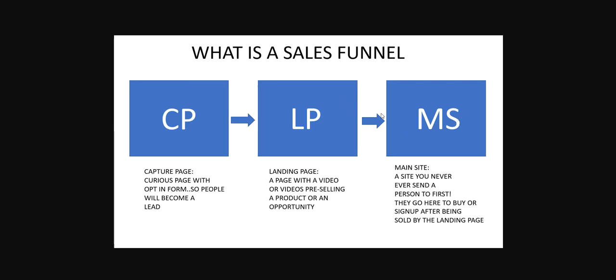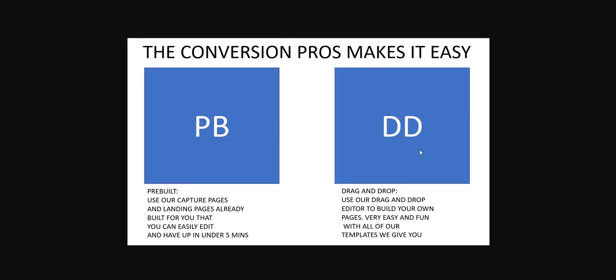Here's how to build a sales funnel. Now, in the Conversion Pros, we make it so easy. We have 2 different ways to build sales funnels. First way is PB, not peanut butter, but pre-built. We already have pages pre-done for you in multiple industries that you can just grab and start using instantly, with really professional ad copy that are already proven to convert and already proven to get tons of leads.